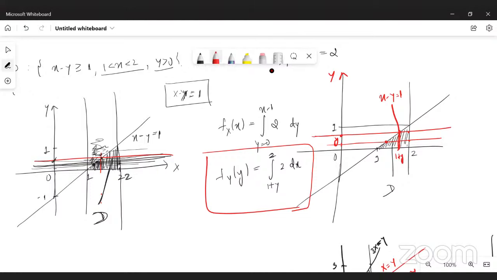Got it. Or yeah, to see you can also take different, let's say y0, y1, y2, and accordingly it will vary. So you will not say that your limit is varying from 1 to 2. It is varying from 1 plus some y, whatever y you have fixed, to 2. Yeah.